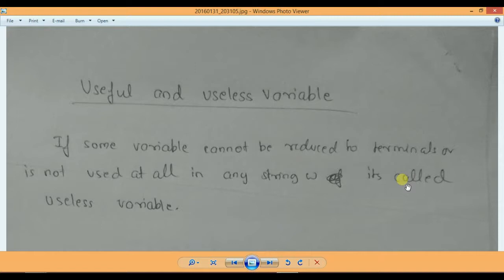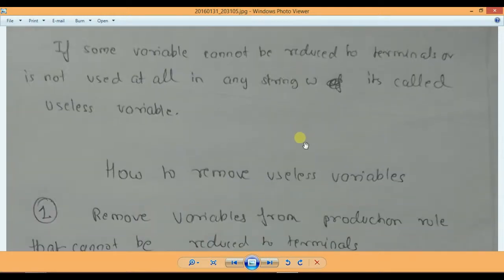Otherwise it cannot be used in a sentence. A sentence has only terminals and no variables. So if a variable cannot be reduced to terminals, it cannot be used in a sentence. So this is what the first part says. The second part says it's not used at all. So if it's not used, then it's useless.